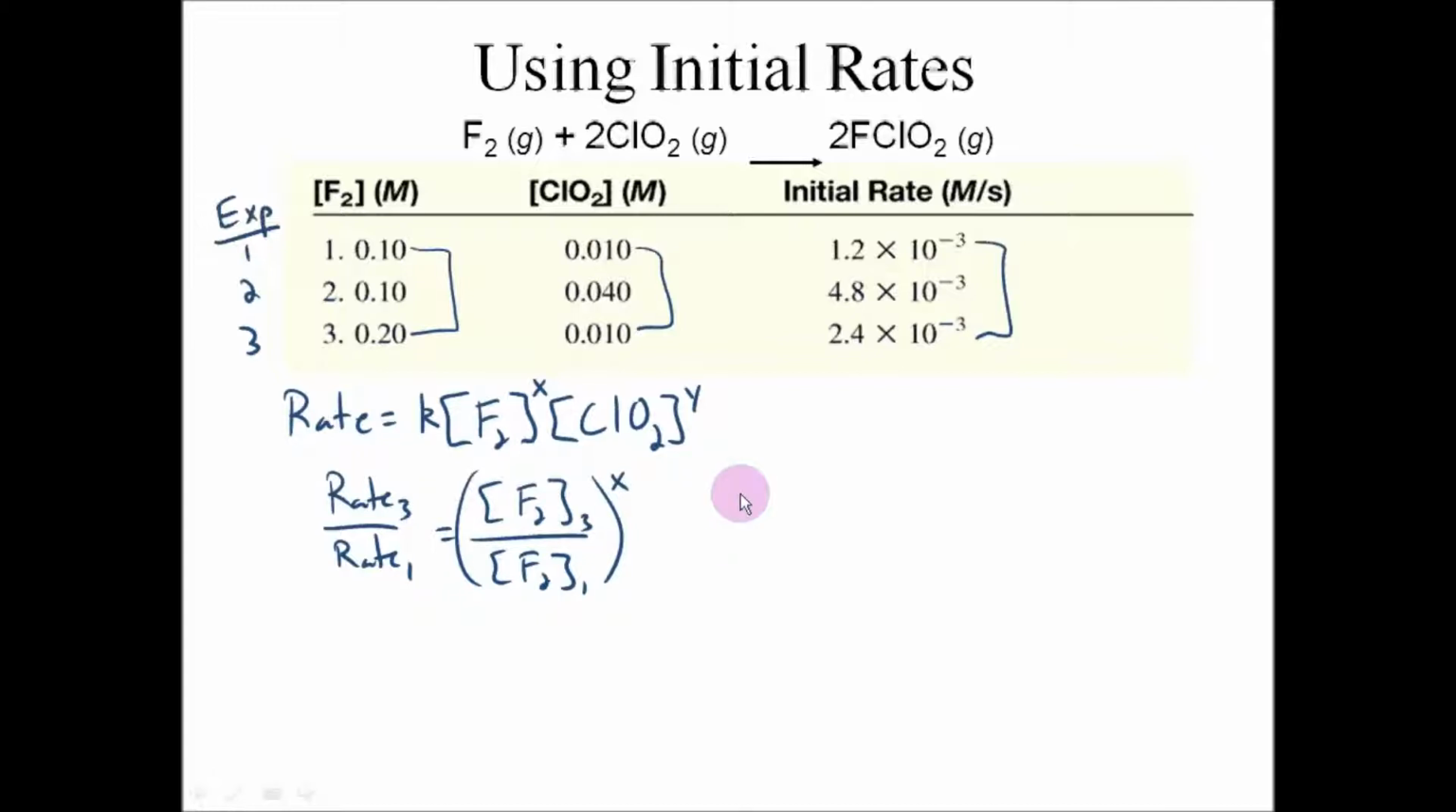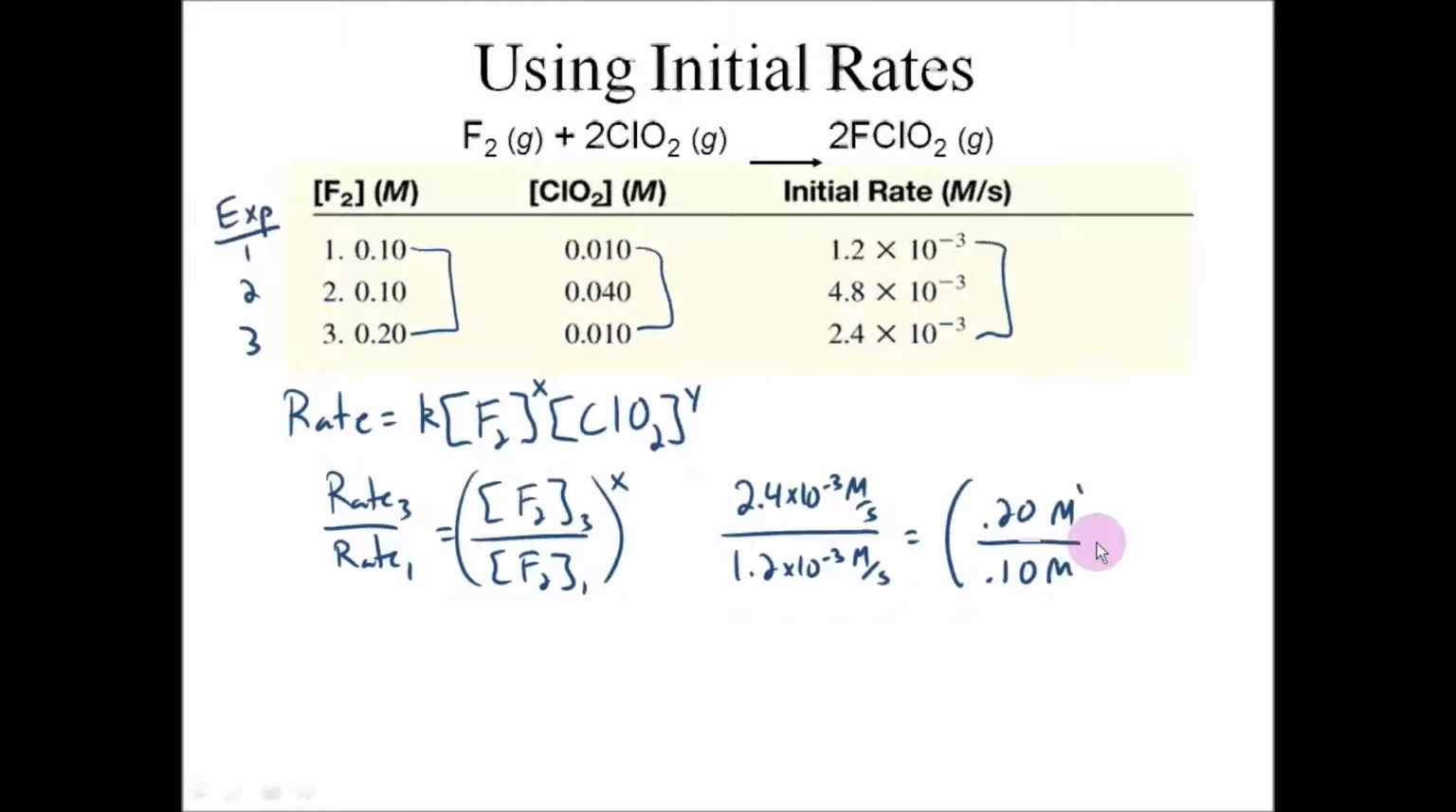Here, when we do it this way, our rate 3 is 2.4 times 10 to the negative 3 molarity per second. Our rate 1 is 1.2 times 10 to the negative 3 molarity per second. Our concentration 3 is 0.20 molar. Concentration 1, 0.10 molar. Again, I got all this information from up here and from over here.